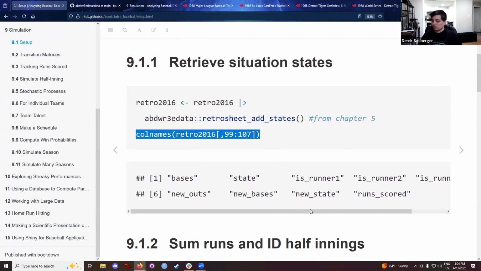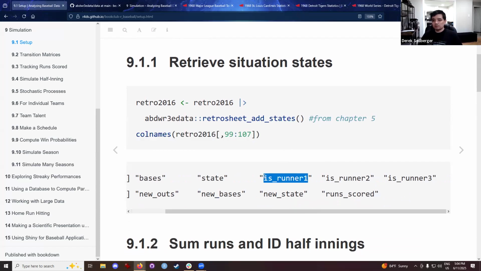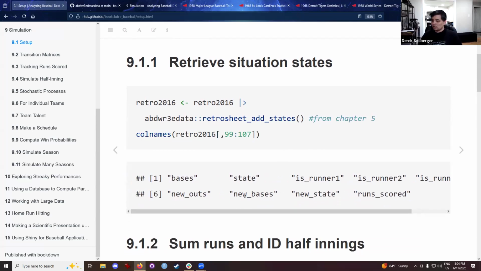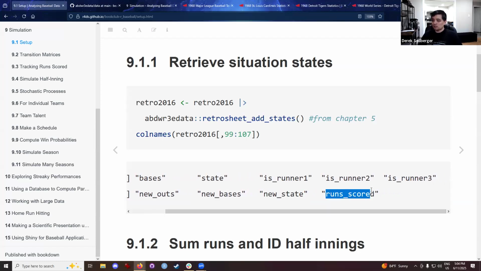At this point, I added this line of code to remind us of these new columns. In particular, we were asking questions like, is there a base runner on first base? Is there a base runner on second, third? What is the new situation in terms of number of outs and where the base runners are? We combine these two to create a new state, and we're also going to keep track of any runs that scored.